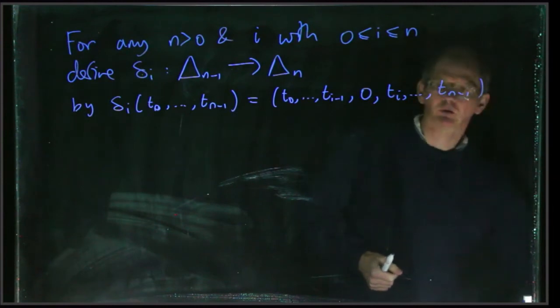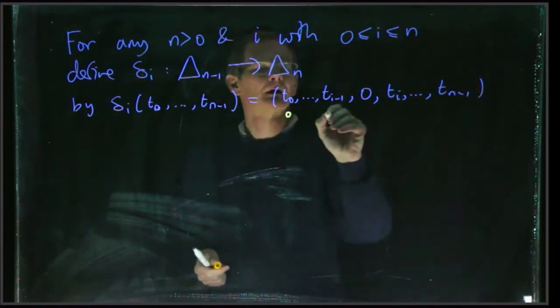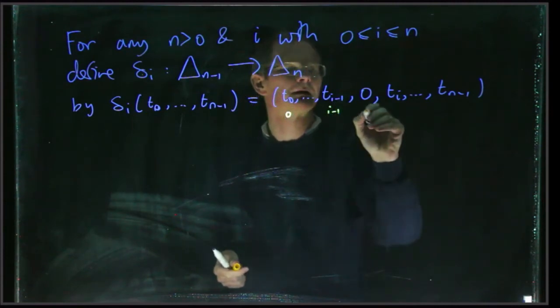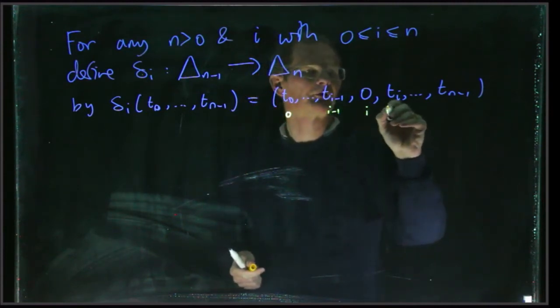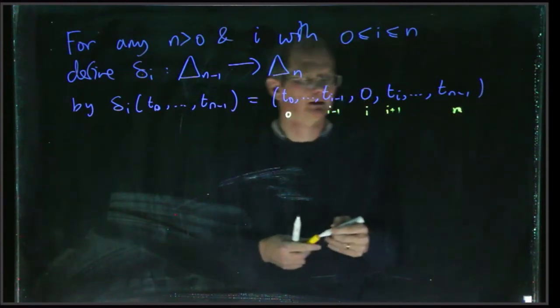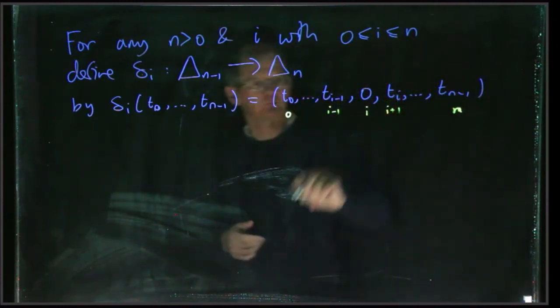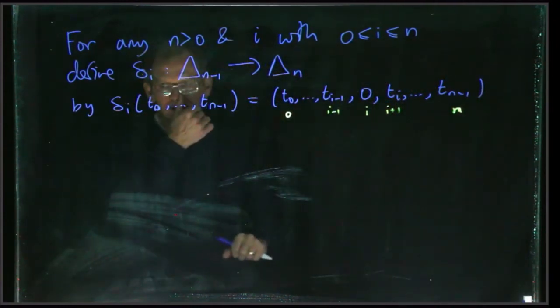We can label the positions here, right? This is position 0 all the way up to position i minus 1. That's in position i, this is in position i plus 1, and this is in position n. Okay, so we've got entries from 0 to n, and we've stuffed in a 0 in position i.